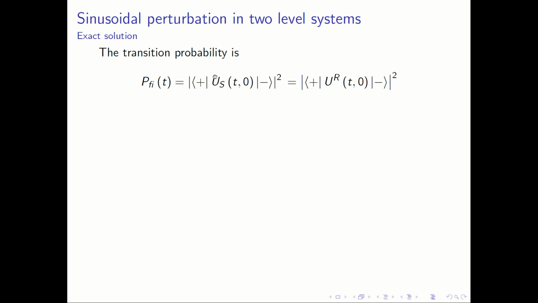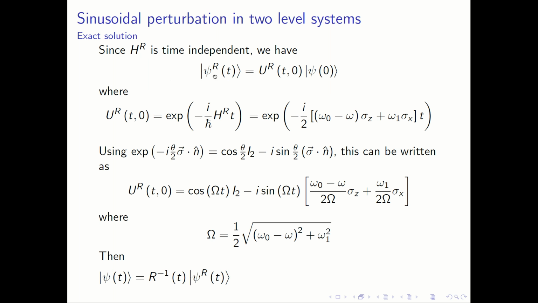So you can directly work with U_R(t,0), find the plus minus matrix element of that, and take the mod square of that. Now what is the plus minus matrix element of U_R? For that, let us go back to the expression for U_R that we had here.